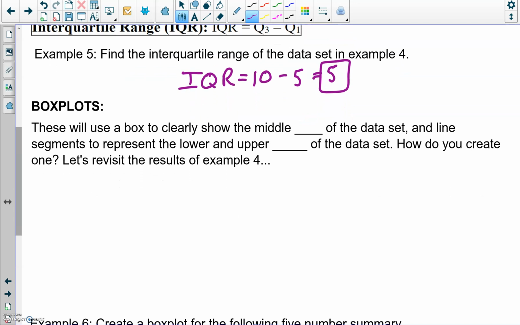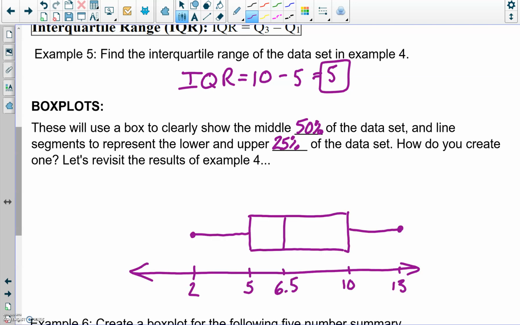All right, box plots. These will use a box to clearly show the middle 50% of the data set, and line segments to represent the lower and upper 25% of the data set. So how do you create one? Well, let's revisit the results of example 4. I'm going to go ahead and pause this because I want to have 3 parts of this video. So I'm going to draw it and I'll talk about it.